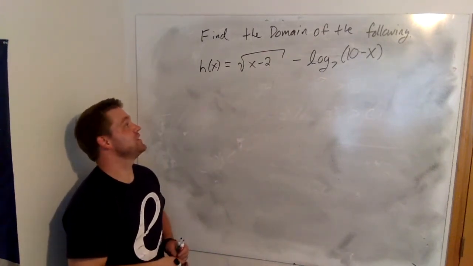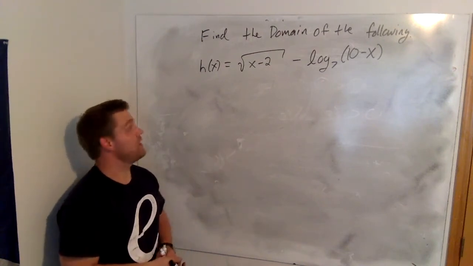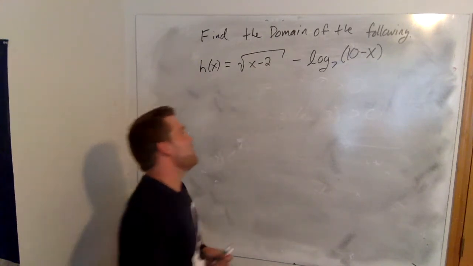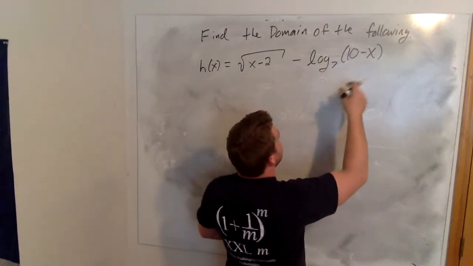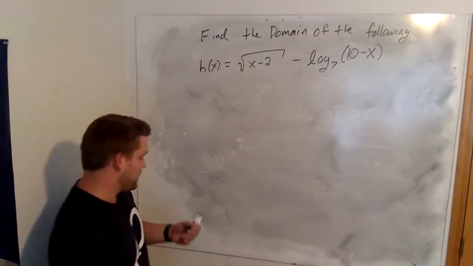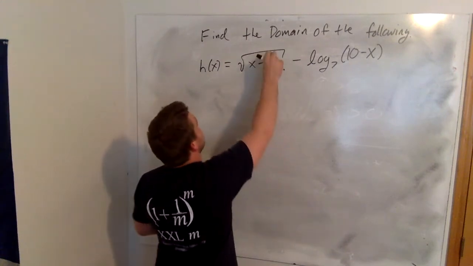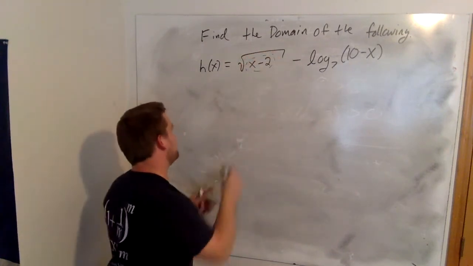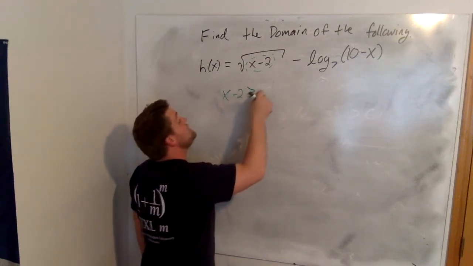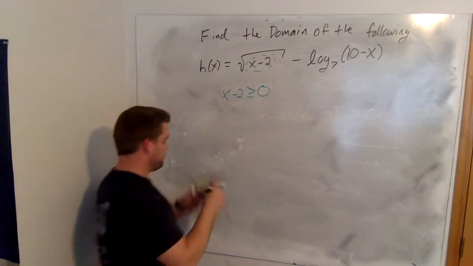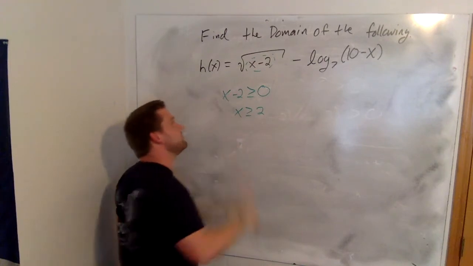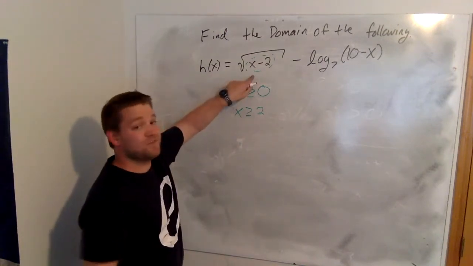Okay, let's do it. I have 2 pieces here we're worried about. I'm possibly worried about taking the square root of a negative number, and I'm possibly worried about taking log base 7 of a negative number or 0. So there's 2 things I have to consider. Okay, so the first thing is this piece right here. Well, what do we need? We need x minus 2 to be greater than or equal to 0. So the first condition we need is for x to be bigger than or equal to 2. As long as x is bigger than or equal to 2, this piece of the function is satisfied.